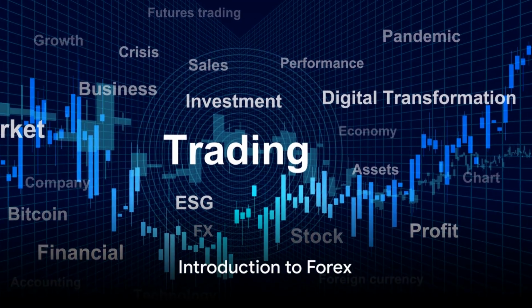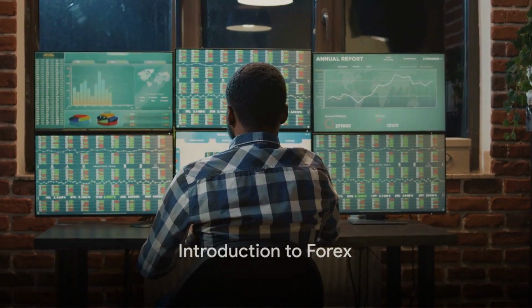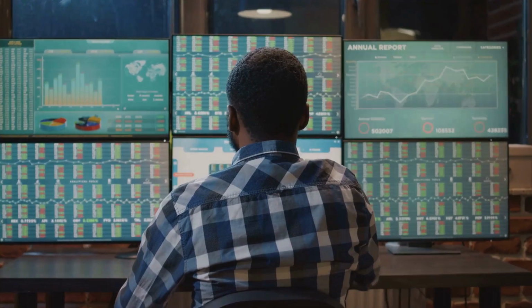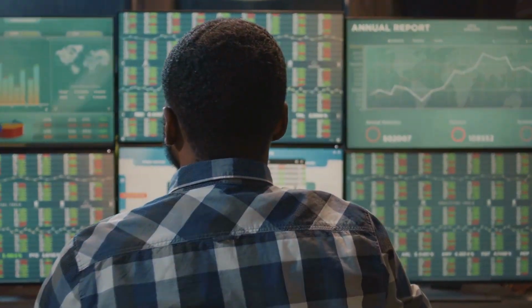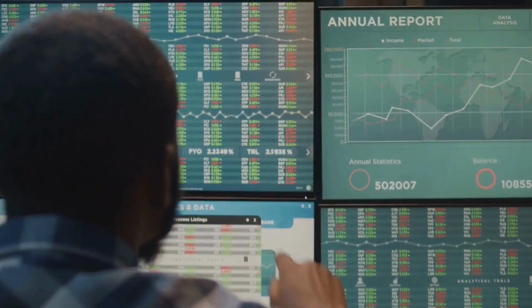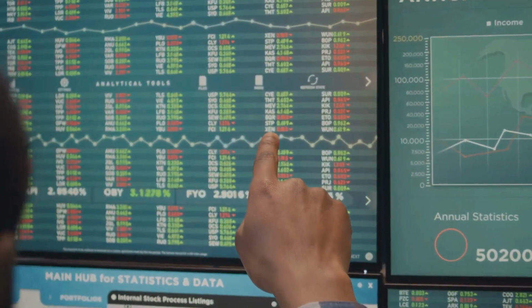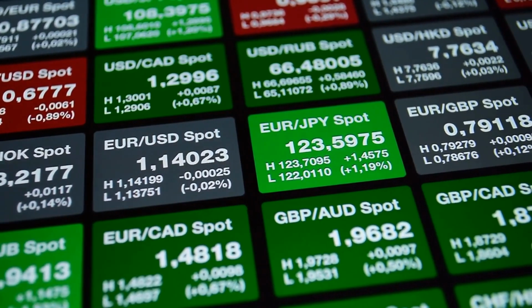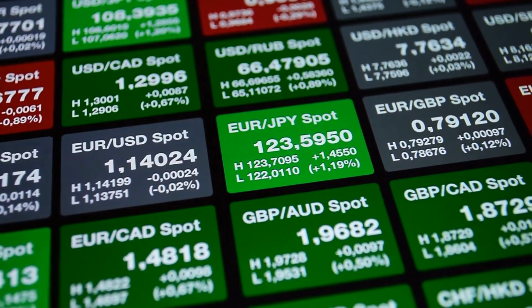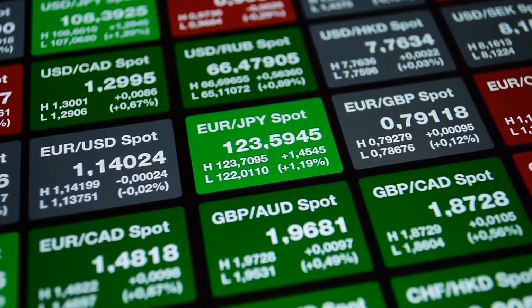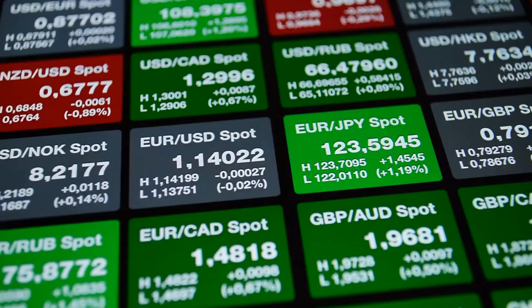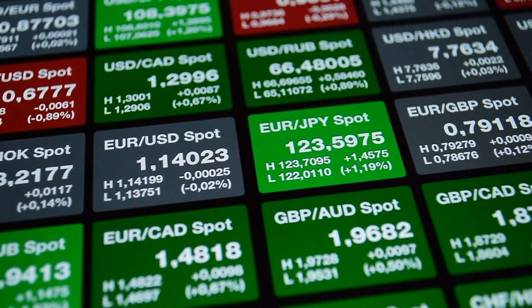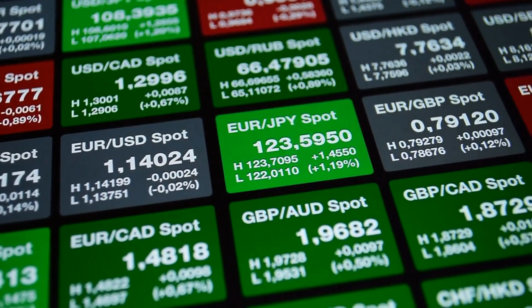Have you ever wondered how to make money with Forex? Welcome to the exciting world of Forex, short for foreign exchange. It's the international marketplace where currencies from around the globe are traded 24 hours a day, 5 days a week. It's like the stock market, but instead of buying and selling shares of companies, you're trading currencies like the US dollar, euro, or Japanese yen. It's a dynamic, fast-paced environment where fortunes can be made and lost in the blink of an eye.